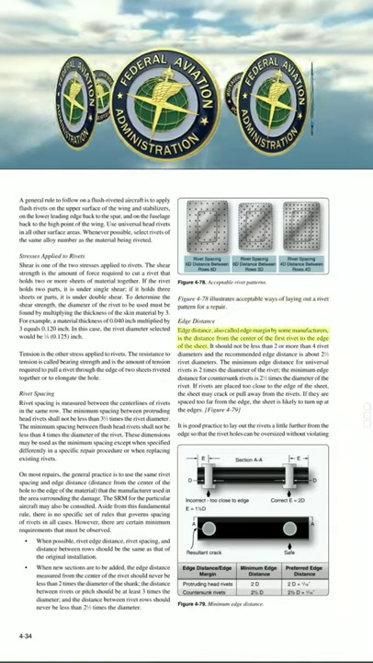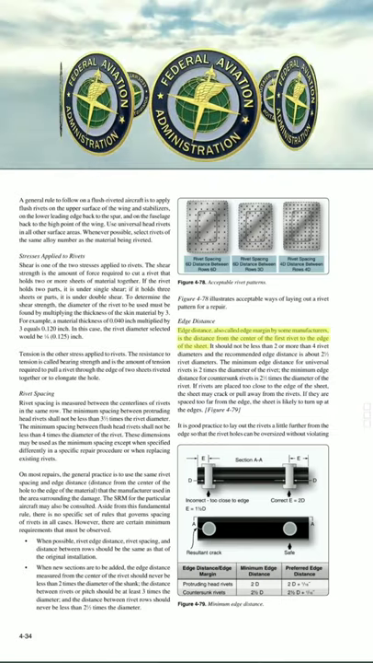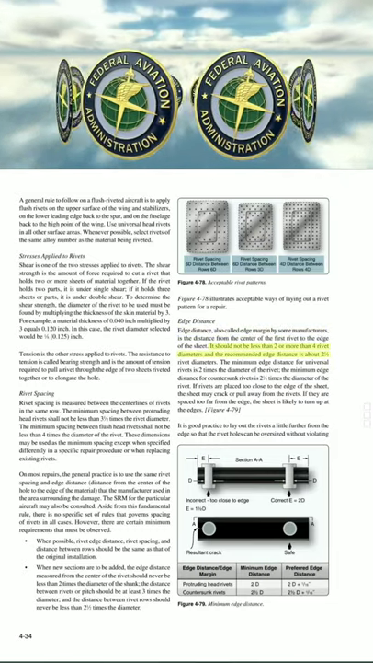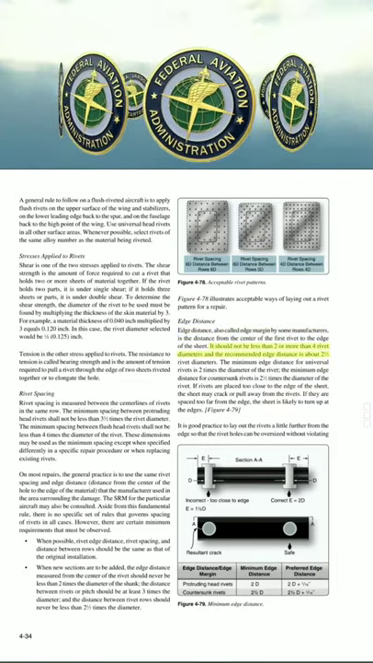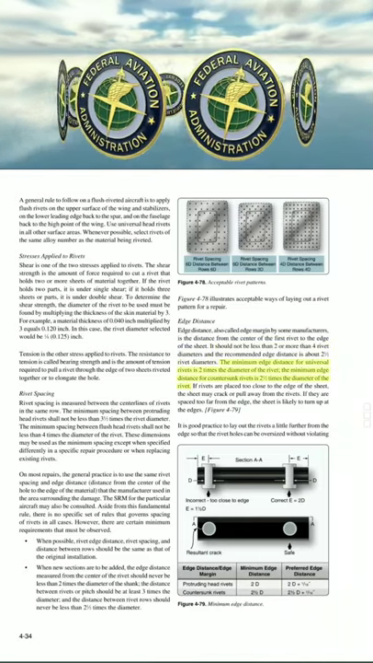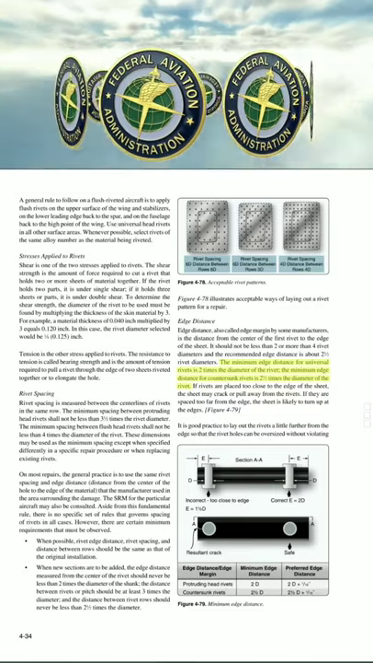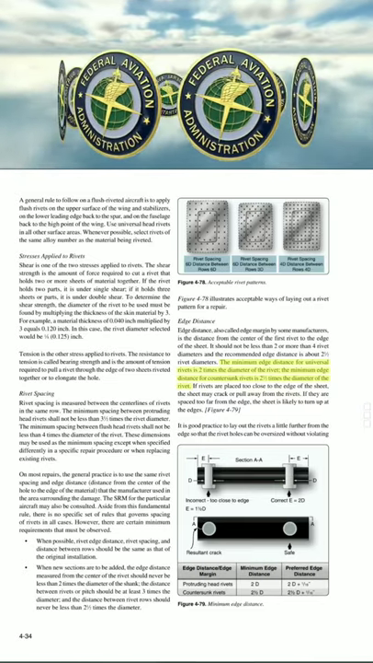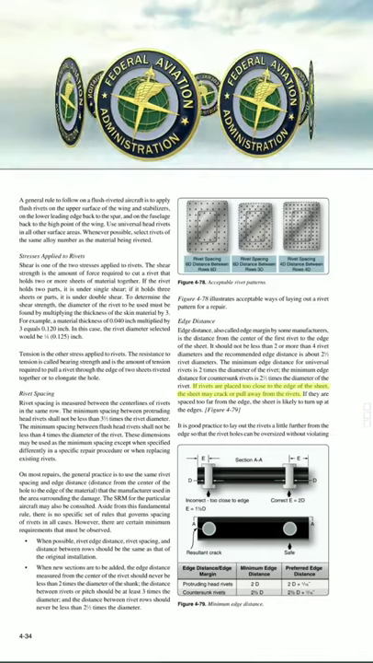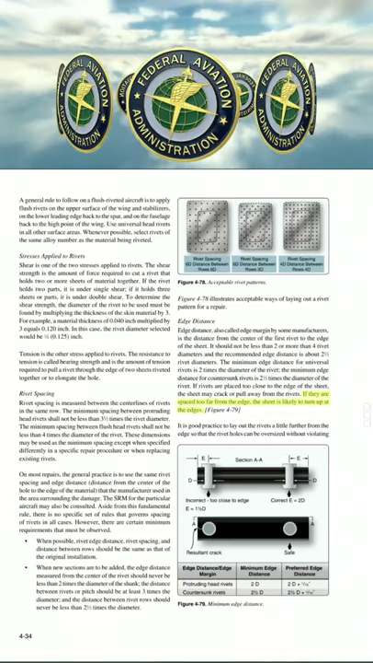Edge distance. Edge distance, also called edge margin by some manufacturers, is the distance from the center of the first rivet to the edge of the sheet. It should not be less than 2 or more than 4 rivet diameters, and the recommended edge distance is about 2 1/2 rivet diameters. The minimum edge distance for universal rivets is 2 times the diameter of the rivet. The minimum edge distance for countersunk rivets is 2 1/2 times the diameter of the rivet. If rivets are placed too close to the edge, the sheet may crack or pull away from the rivets. If they are spaced too far from the edge, the sheet is likely to turn up at the edges.